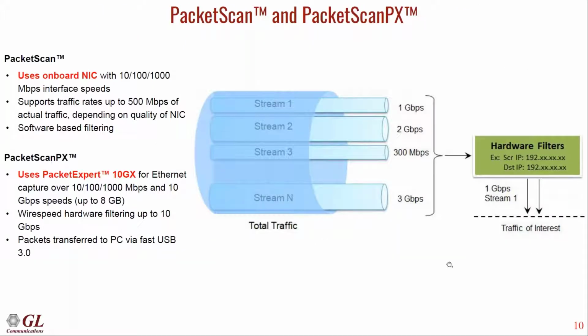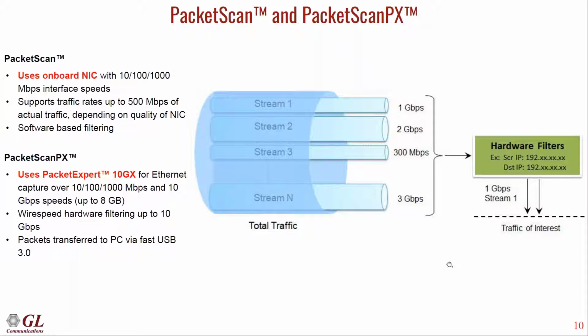So this slide shows what was existing in PacketScan. We already had a PacketScan product which uses the onboard NIC. It runs on a PC and uses the onboard NIC, which can operate in 10, 100, 1000 Mbps interface speeds. Because it's a pure software-based solution, it had some limitations. It can support traffic rates up to 500 Mbps, again depending on the quality of the NIC. If it's a good NIC, then it can go slightly higher, and if it's not so good a NIC, then it can even come down. And it has software-based filtering. So the filtering capability is there, but it's software-based.